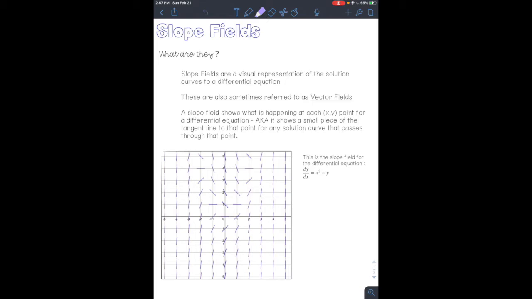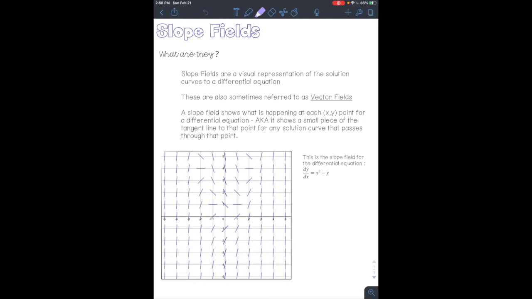These are also sometimes called vector fields, since vectors give direction and magnitude and angles. A slope field shows what's happening at each x-y point for a differential equation. It shows the small piece of the tangent line at that point for any solution curve that passes through that point. In other words, when you create a slope field, you're drawing tiny little tangent lines at all of the coordinate pairs on the graph. That's showing you what the equation is doing at each point, giving you the slope and showing how the equation is changing there.